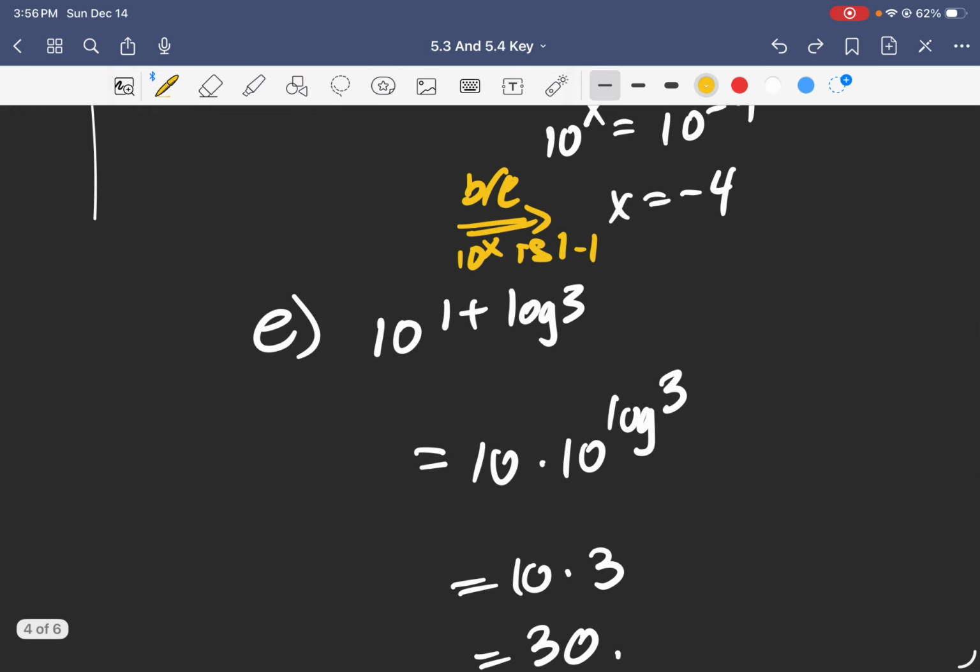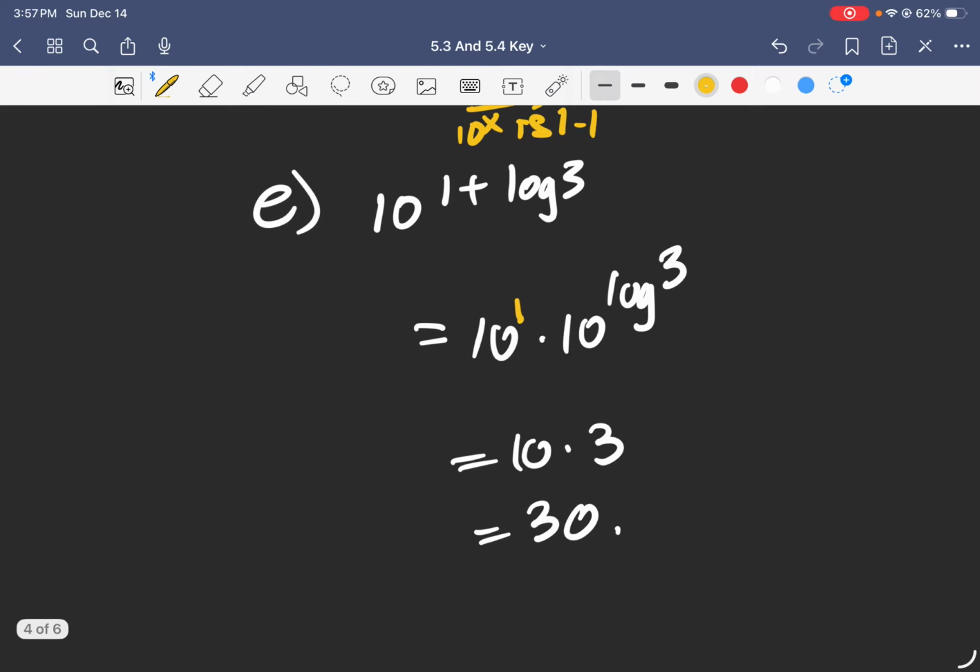Here, if you have 10 to the 1 plus log of 3, that's the same as 10 to the 1 times 10 to the log of 3. But 10 to the log of 3, that's log base 10 of 3. So that's why this just ends up being 3. And so you get 30.